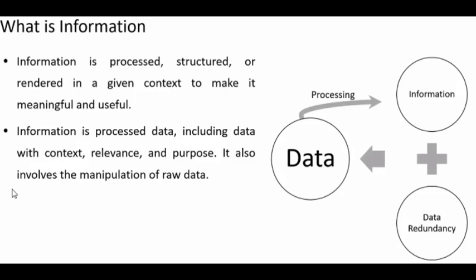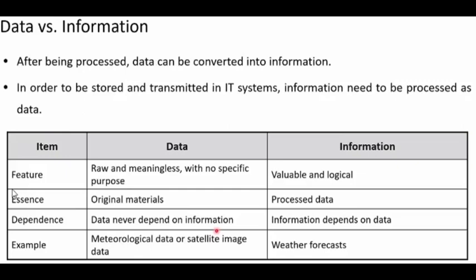So what is information? Information is processed data. Information is data plus data redundancy, right? That's it. So data versus information. After being processed, data can be converted into information in order to be stored in some kind of storage. So data by itself has no meaning, right? Information is basically something that has meaning, that makes sense.